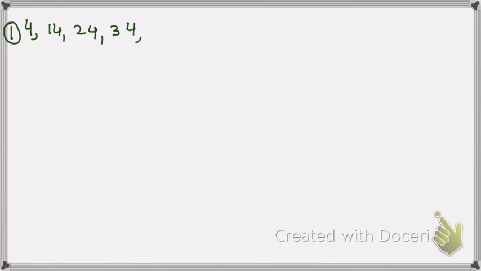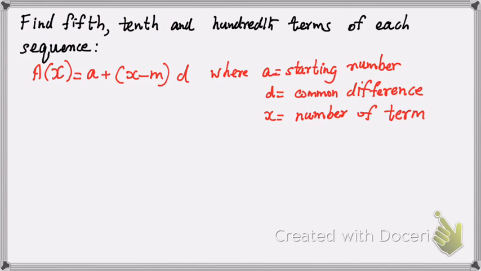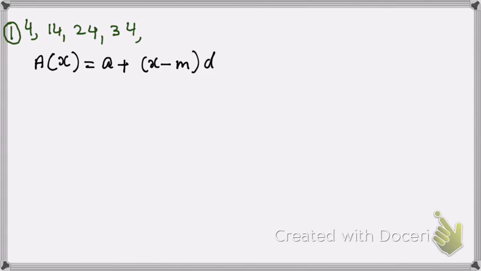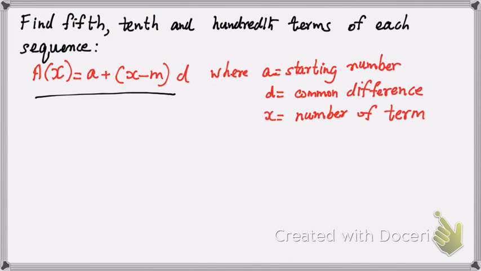Now let's go to the next slide, and this is a problem. So in the previous slide, what you want to do is find the 5th, 10th and 100th terms. Okay, so let's find the 5th term. Before you find the 5th term, let's write down the equation first. I basically wrote down this equation from this slide.